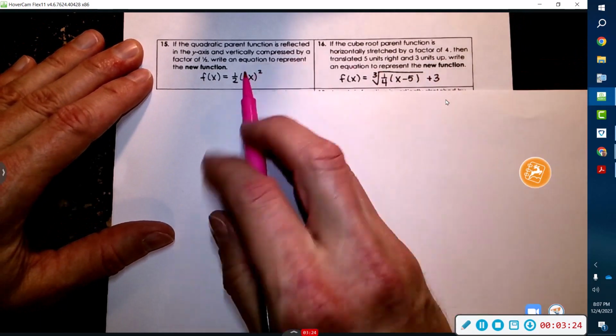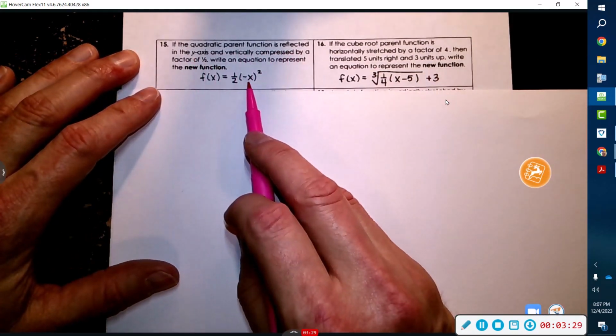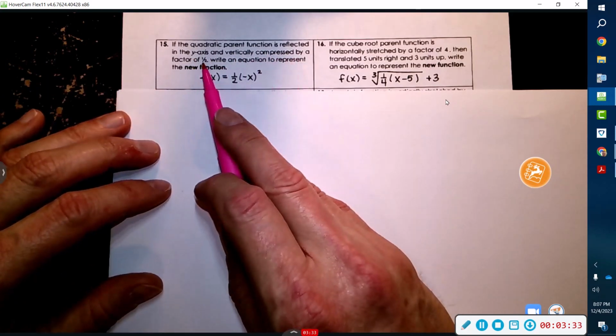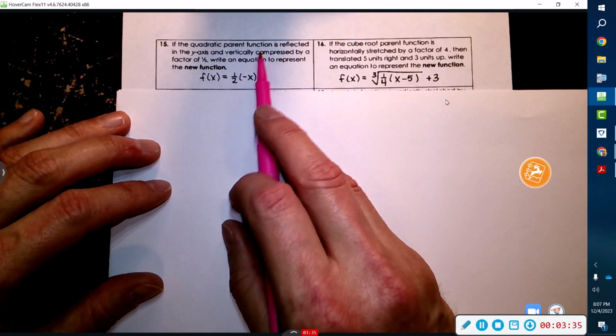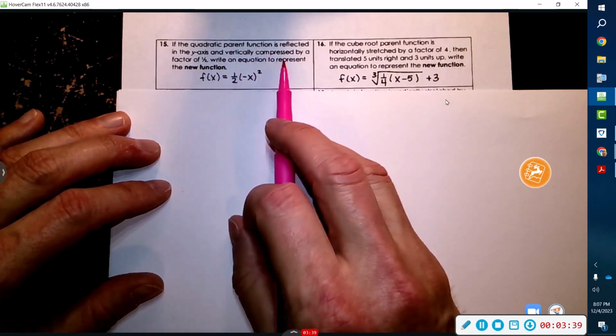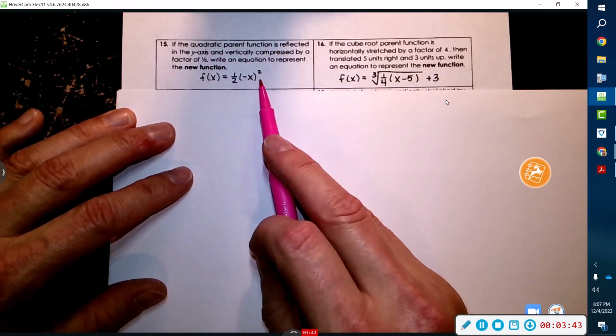Okay, so paying attention to this guy, if the quadratic function is reflected on the y-axis, then you know that you've got to put a negative x in there. It's vertically compressed by a factor of 1/2. If it's vertical, that's the easiest one, then you know it's on the outside of the function. And yeah, that's it. Looks like we just have a quadratic parent. There he is, no problem.